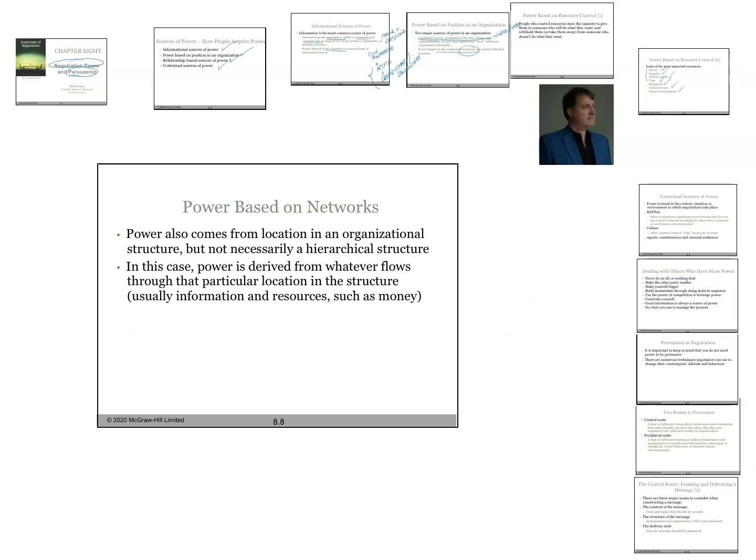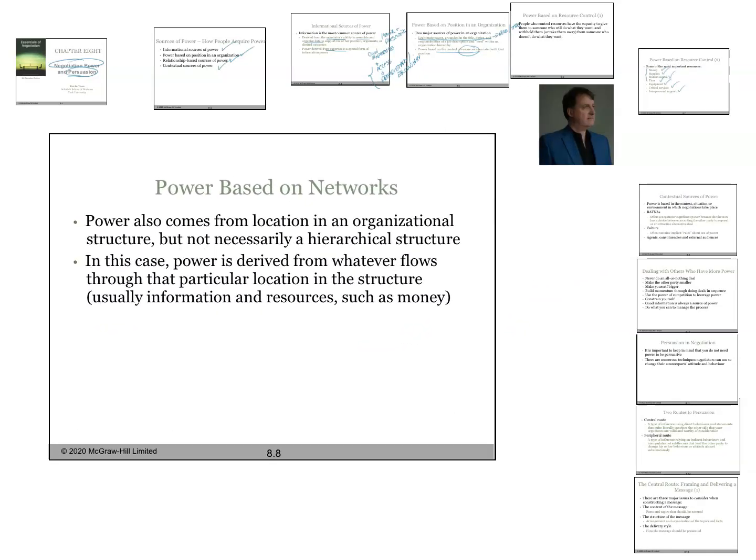The next one we're looking at is the power based on networks. Again, this is an organizational setting, source of power, and it's not about formal authority. It's not about your position. This is all about your relationships, or what we've referred to as relationship sources of power. This is an answer to the question, who do I know? And what is my relationship with them in the context of whatever I'm working on negotiating.